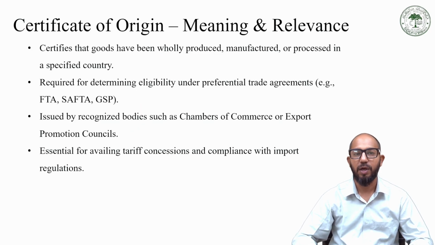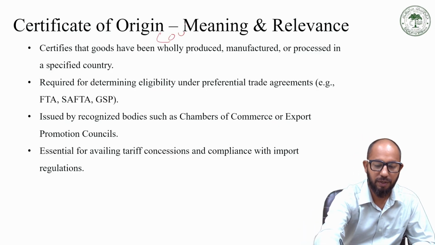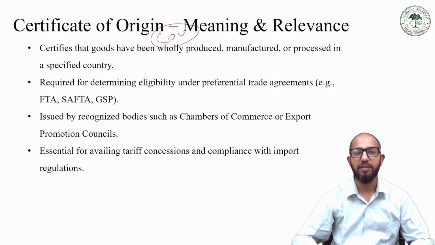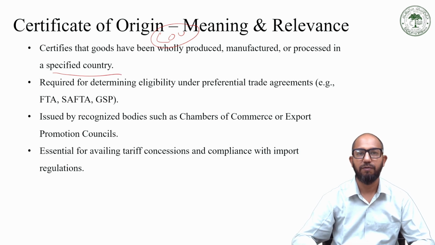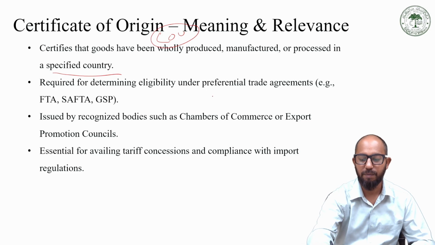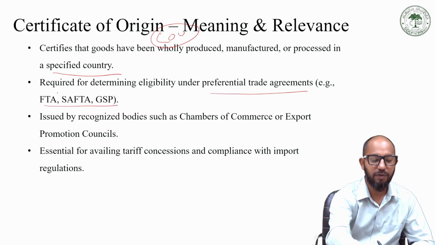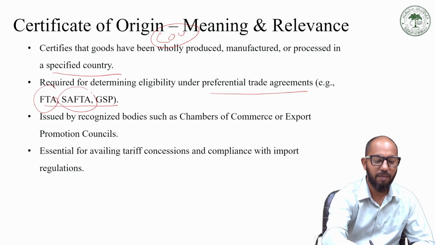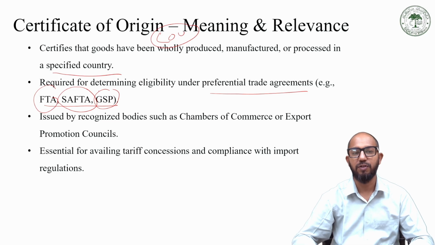Let us now move to another one, that is the certificate of origin. The certificate of origin, popularly written as COO, certifies that goods have been wholly produced, manufactured, or processed in a specific country. Certificate of origin is required for determining eligibility under preferential trade agreements, for example, FTA, SAFTA, Free Trade Agreement, South American Free Trade Agreement, and Generalized System of Preferences, GSP.